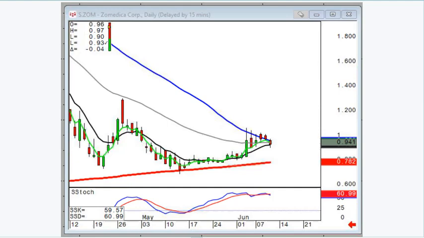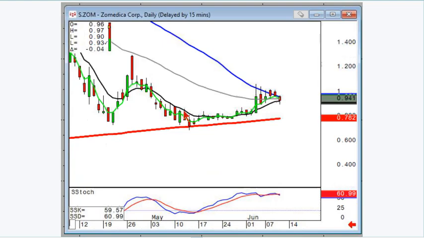Zum, this one would have been closed out today because it didn't break out. So I would have closed it out. Worst case scenario is you could always buy it back if it comes up through that level. But that's kind of a nothing chart now.